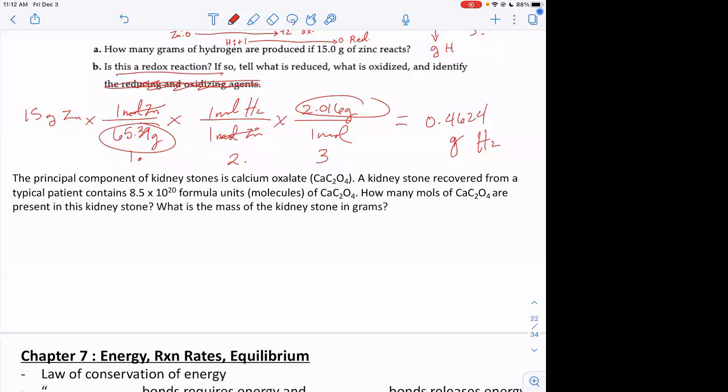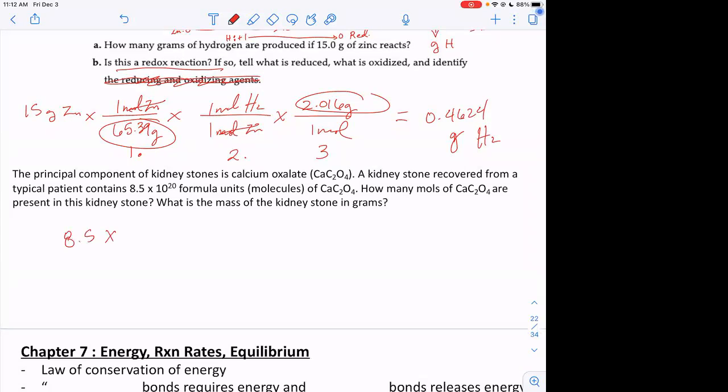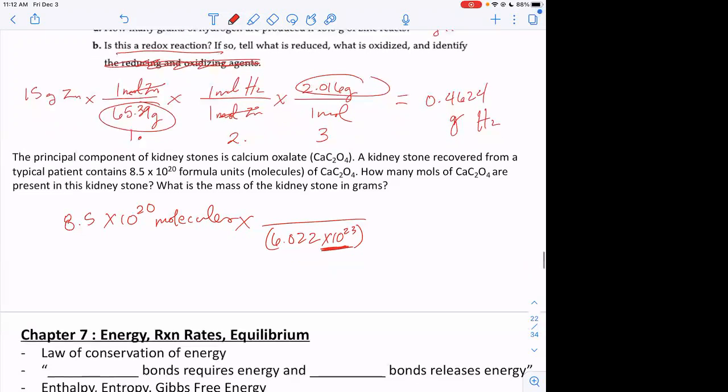Avogadro's number. If it gives you a number of atoms or molecules, or it's asking you how many atoms or molecules, you have to use Avogadro's number. So you would take the 8.5 times 10 to the 20 molecules. And remember, if you got to plug it in and you're dividing by Avogadro's number, please put it in parentheses, because if not, your calculator won't divide by the 10 to the power 23rd part. It'll only divide by 6.022. There's that many molecules in 1 mole. So you would pause there and get your answer. That would tell you how many moles.